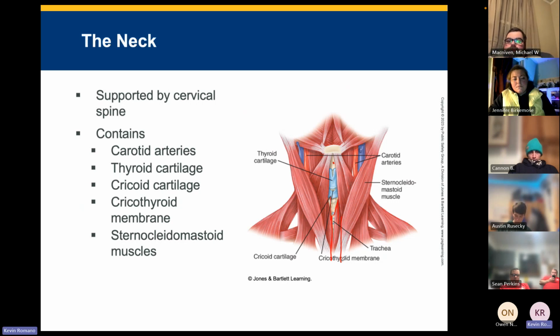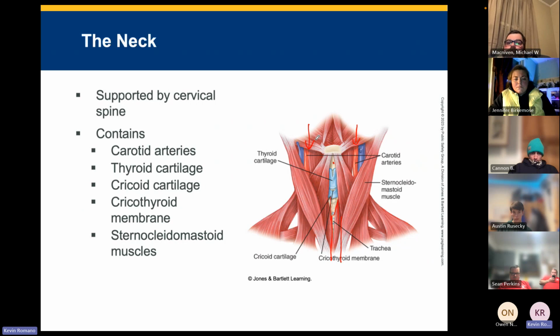The carotid arteries are found on either side of the trachea. So you can see the red arteries here, the carotid arteries. And there are several useful landmarks that can be placed or palpated and seen in the neck.